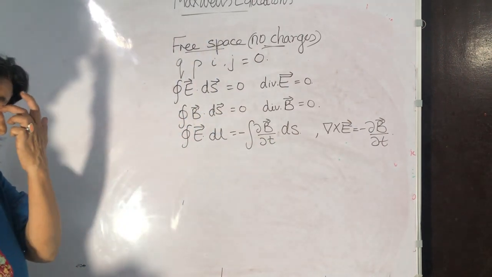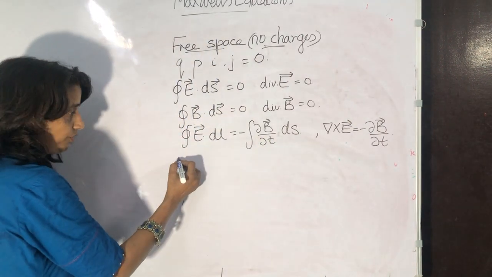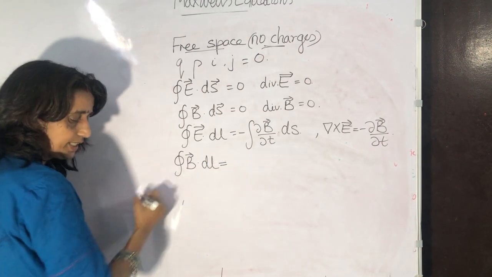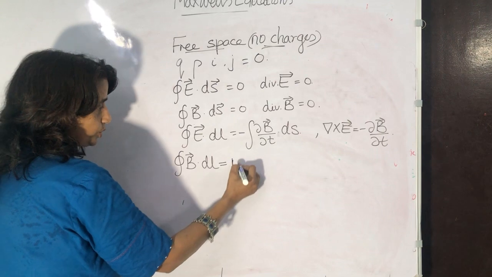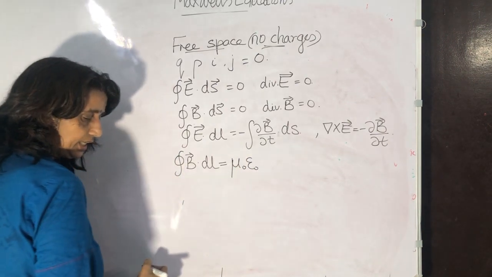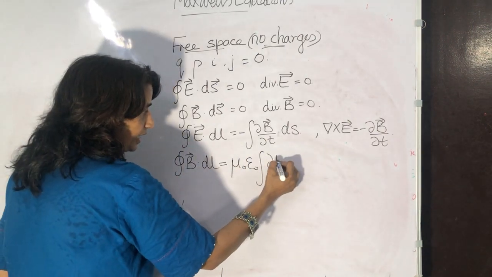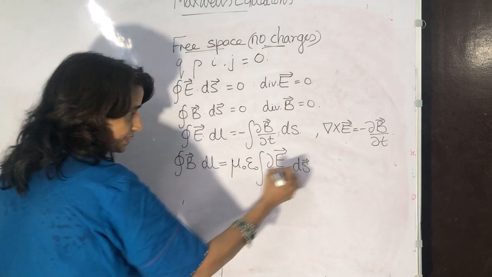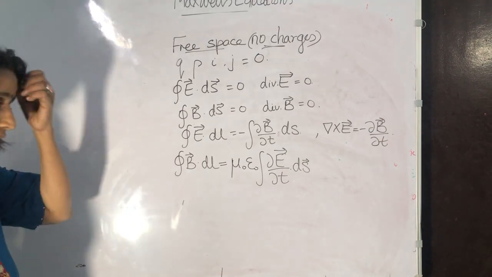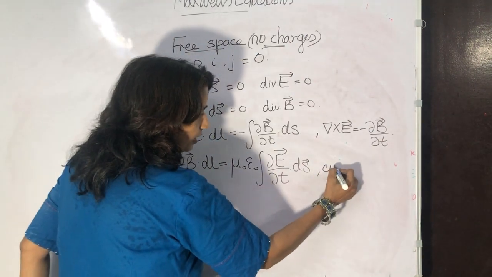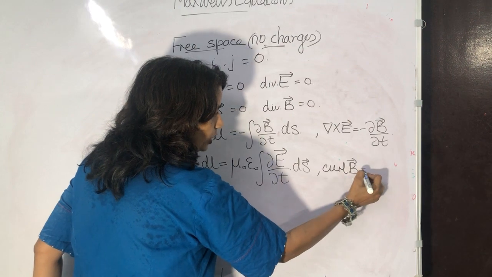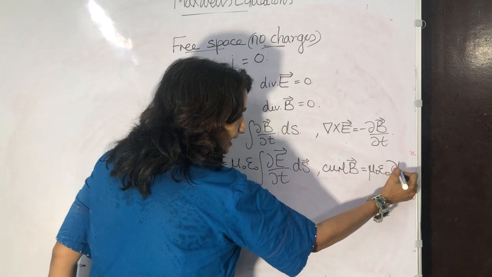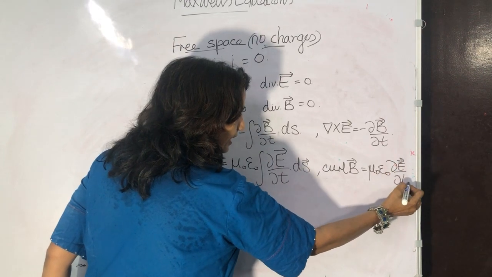Now, your Ampere's fourth equation will have a change in free space. Integral B dot dl will be equal to mu naught epsilon naught integral del E by del T dot ds. It is happening in free space, or curl B is equal to mu naught epsilon naught del E by del T.